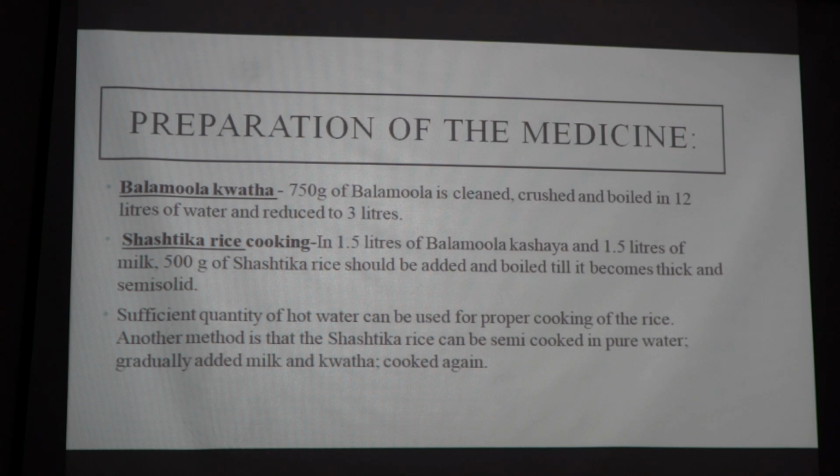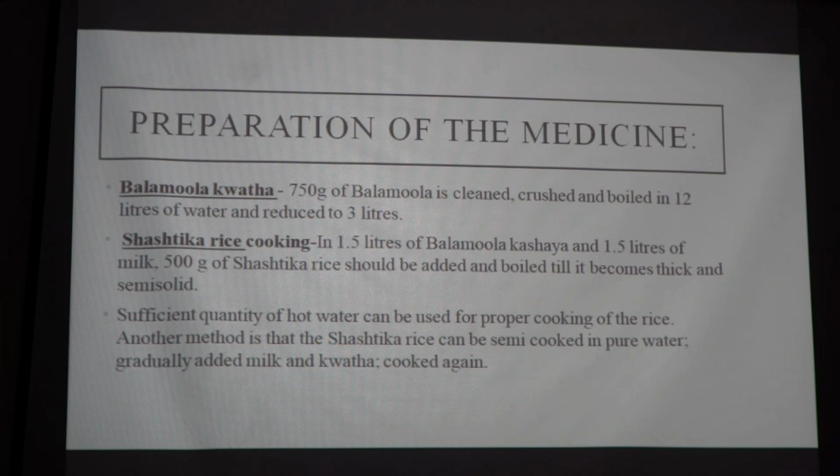So first we will make the potli. How is it made? Preparation of the medicine. We will first make balamul quat. We will take 750 gram of balamul, that is cleaned, crushed and boiled in 12 liters of water, which then is reduced to 3 liters. What is balamul? Balamul is root of the plant bala.